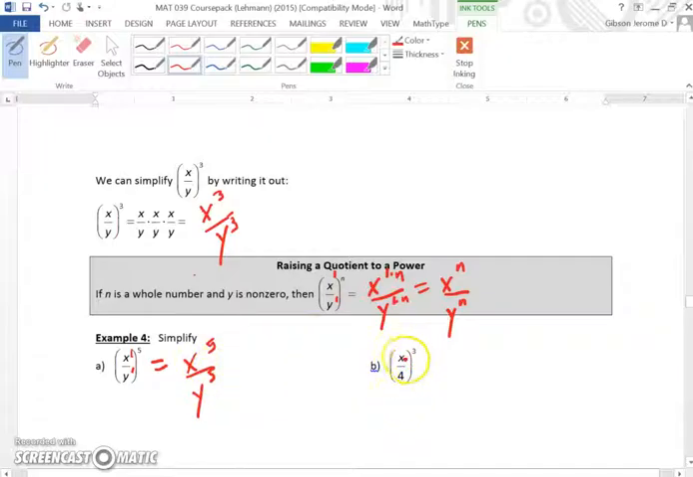Now we come here to b. Same difference. This is x to the 1st. This is 4 to the 1st. So this will give us x to the 3rd, because a power to a power we multiply. And 4 to the 1st to the 3rd will give us 4 to the 3rd power. So this will give us x to the 3rd over 64.